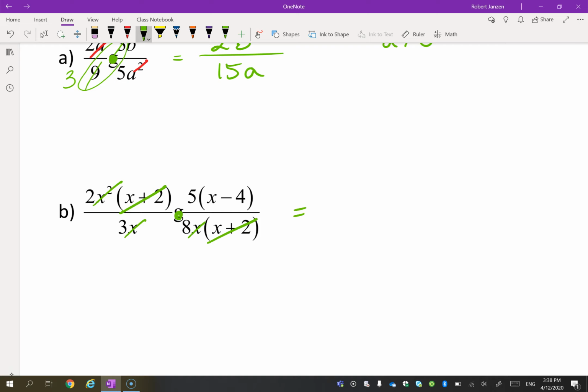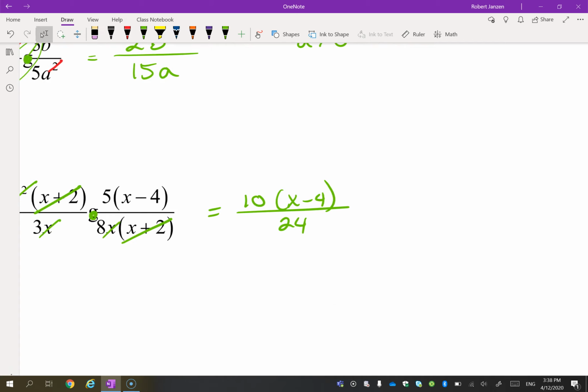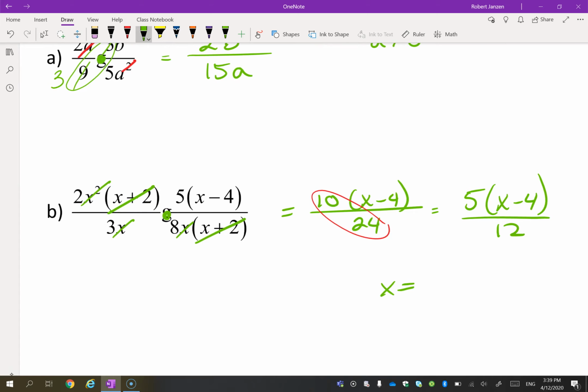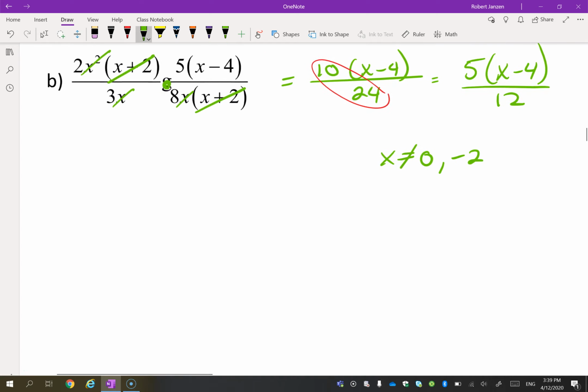Okay, so now let's multiply. 2 times 5 is 10, x minus 4, and in the denominator I get 24. Now quick check, and you can see that I actually missed something. 10 and 24 have a common factor of 2. So if I divide both the numerator and denominator by 2, I get this. What can x not be? Well, looking in my original denominator, x cannot be 0, and x cannot be negative 2.